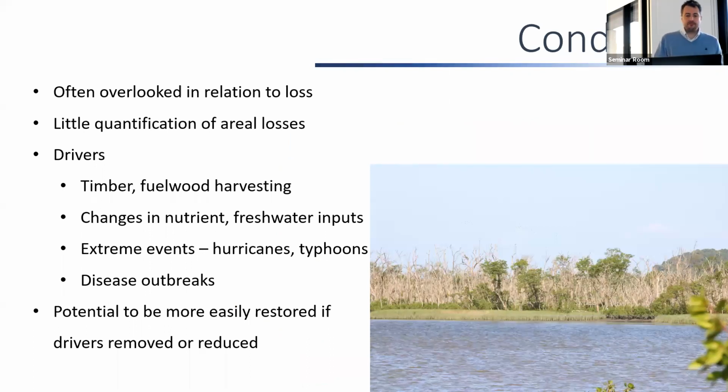One thing that's really been overlooked in relation to extent is the condition of those mangroves that are left standing. I think this links in quite well with what you're looking at this week. There's been little quantification of the losses of mangrove condition in space and in time. Drivers can be things like timber, fuel wood harvesting, changes in ecosystem functions, so changes in freshwater inputs, or extreme events such as hurricanes and typhoons.